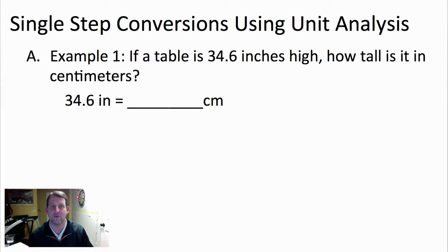So a unit conversion is something that takes inches into centimeters, or one unit into any other unit. That's called a unit conversion. What we have here is a problem that says we know that a table is 34.6 inches high, but we need to have that number in centimeters instead of inches. So let's do it. Our first step in this conversion problem is always to write down the starting number over 1. 34.6 inches over 1.